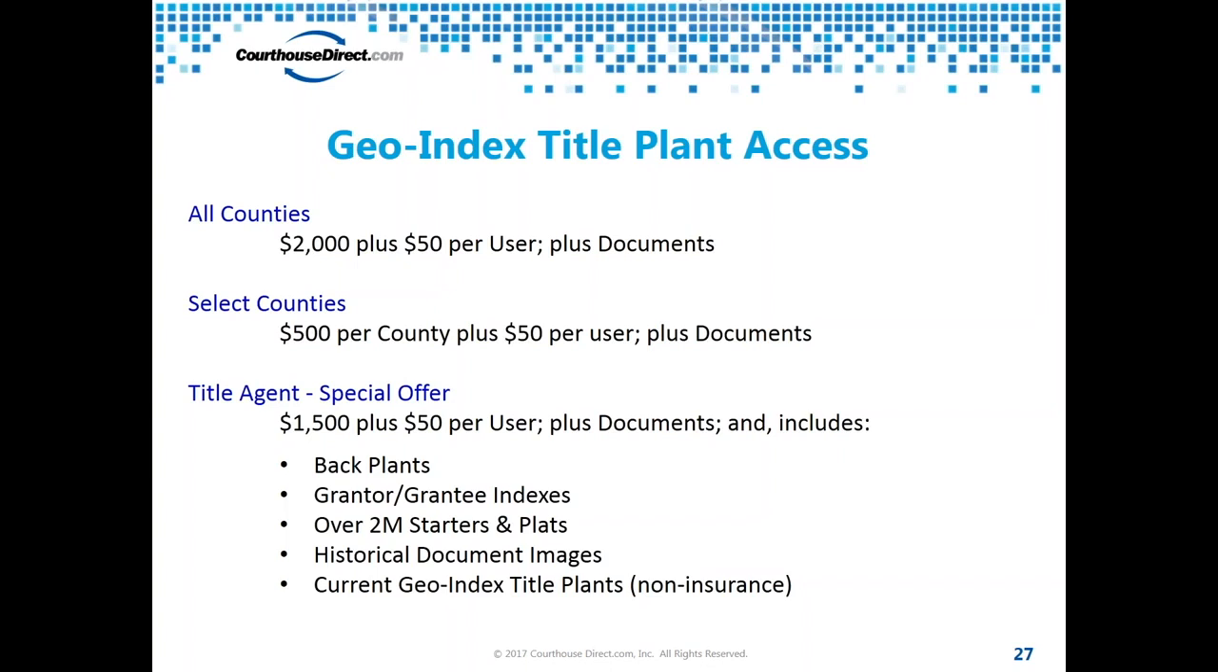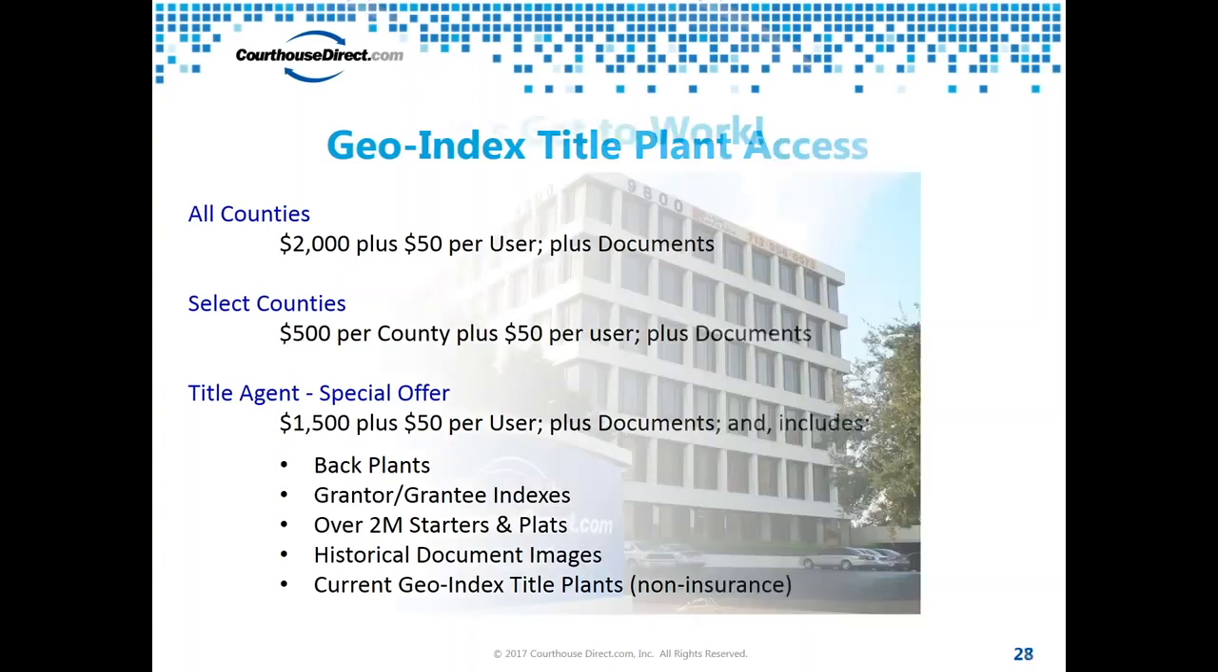It gives you access to the handwritten grantor-grantee indexes going back to sovereignty. We have over 2 million starter files. And then, of course, we have the plats. So just think about the starter files. If you're paying our competitor $30 a starter, if you decided that you're going to, the first 100 starters you pull in your office that month, and you paid us either $2 a start or $3 a start for those, essentially with the first 100 starters that you pull in that county, you will more than pay for access to this database. Also, we do provide access to all of our current geo-index title plants. And again, those are for non-insurance purposes and not for insurance purposes.